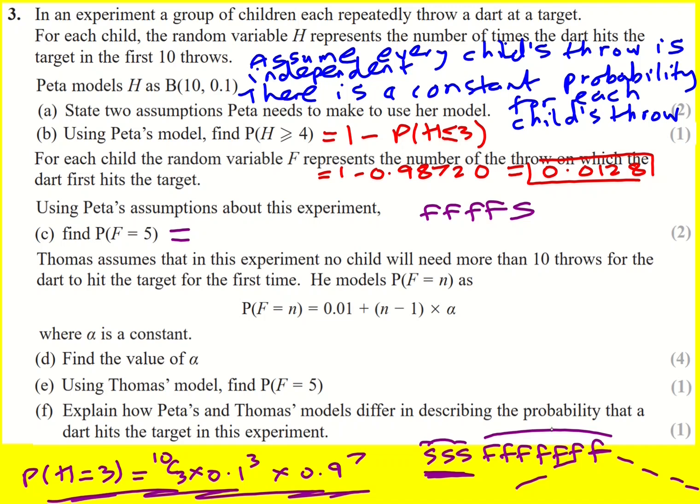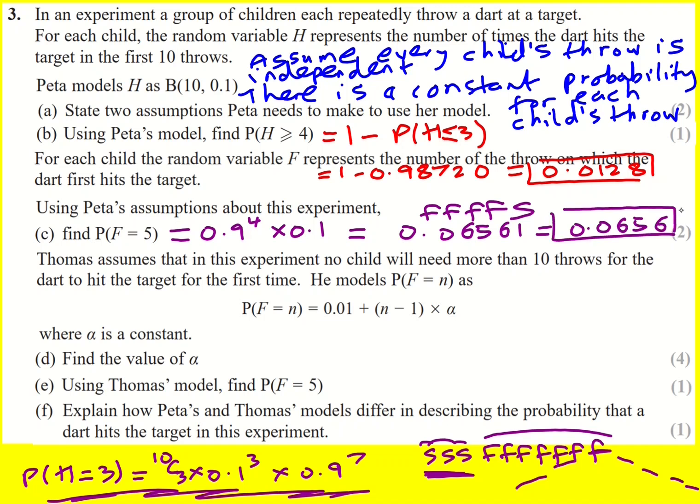So I'm using the ideas from below. It's actually called a geometric distribution. You just keep going until you get a success. So it's going to be 0.9 to the power 4 times 0.1. We don't have to think about any arrangements here. We're going to stop after that success, unless this is at the 5th throw. And that ends up being 0.06561 or 0.0656.